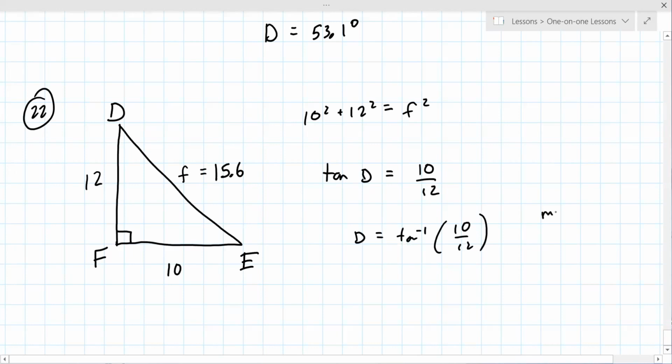Again, you want your mode to be in degrees when you're doing this. And that's 39.8. Got it. So the other angle, you get E is equal to 90 minus 39.8, which is 50.2 degrees.